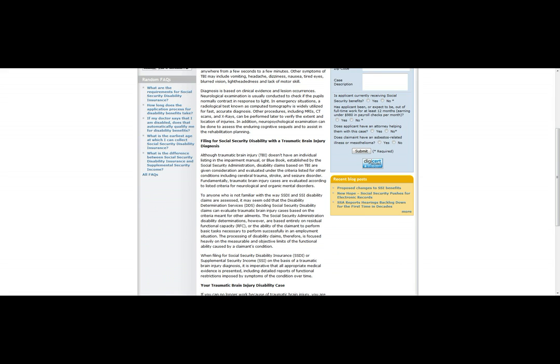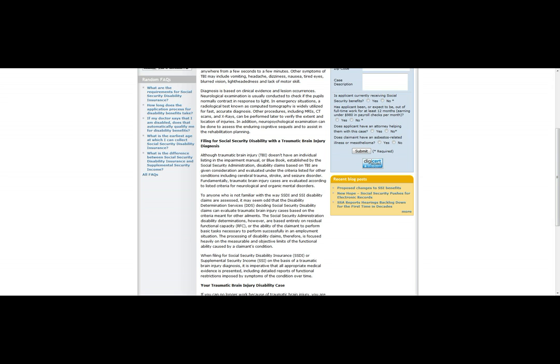Although traumatic brain injury doesn't have an individual listing in the Impairment Manual or Blue Book established by the Social Security Administration, disability claims based on TBI are given consideration and evaluated under the criteria listed for other conditions including cerebral trauma, stroke, and seizure disorder. Fundamentally, traumatic brain injury cases are evaluated according to listed criteria for neurological and organic mental disorders.